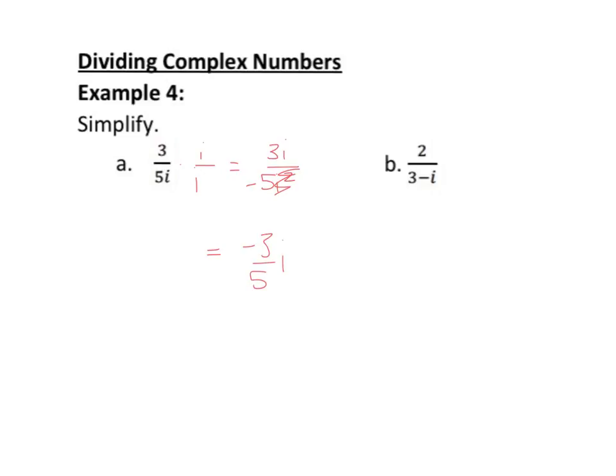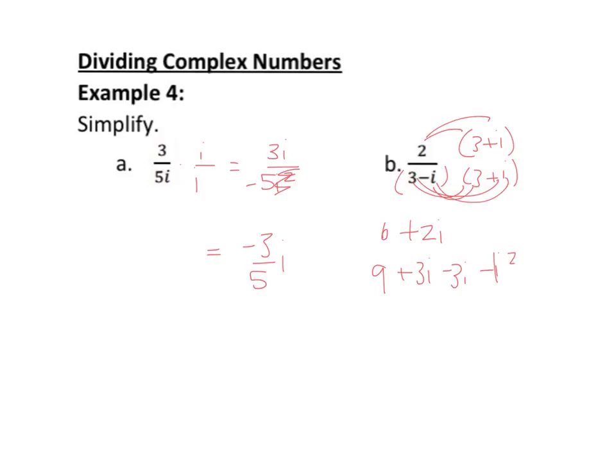-3/5i. On question B, when you have a binomial in your denominator, you want to multiply by the conjugate, which means that you're multiplying by the same thing, but we're changing the middle sign. We have to do that on top and bottom, so we're not changing the value of our problem. So we're going to distribute on both parts. We have 2 times 3, 2 times i, 3 times 3, 3 times i, -i times 3, and -i times i. See that i squared, I get rid of it, I change the sign.